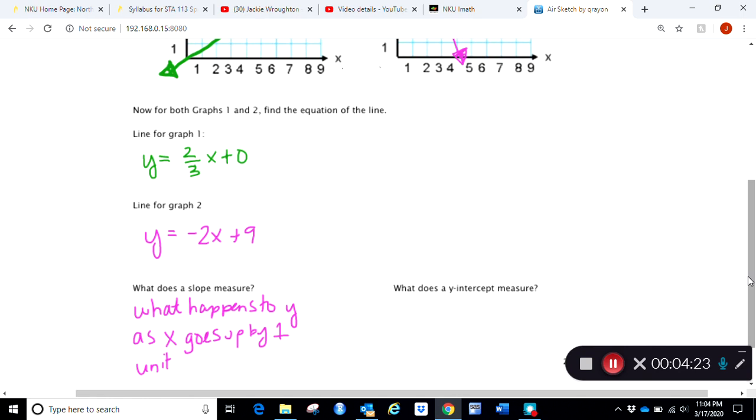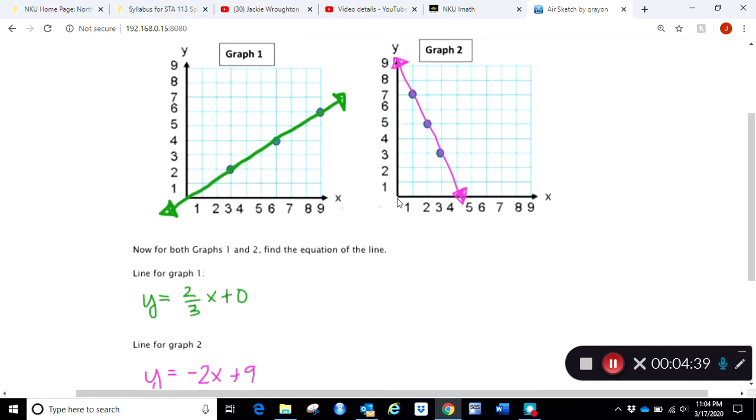Versus what the intercept tells us is what y is when x is 0. So that's really what a y-intercept is telling us. When x equals 0, what is our value of y? In both of our pictures that we have here, we can actually see exactly where that crosses our y-axis.